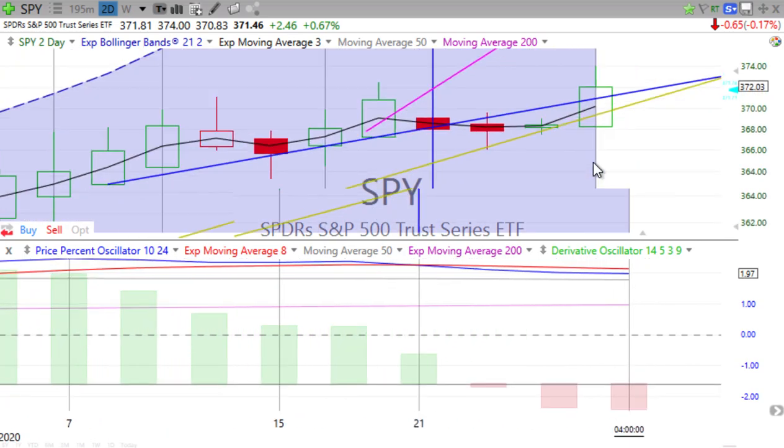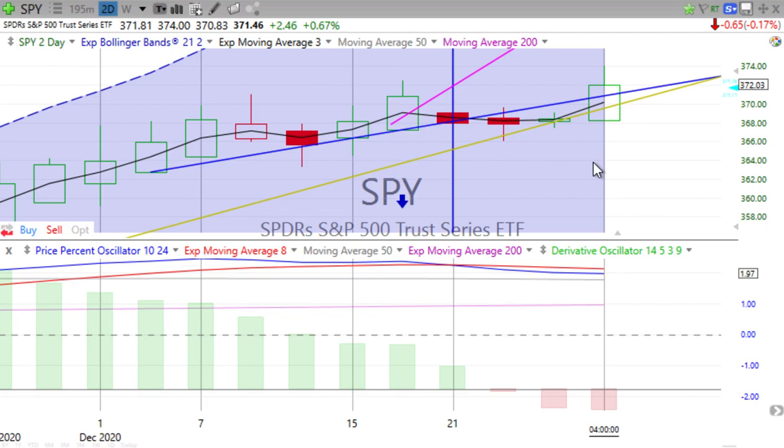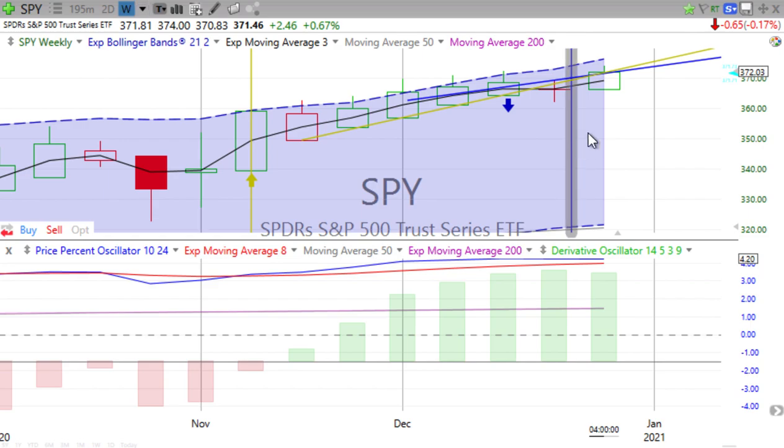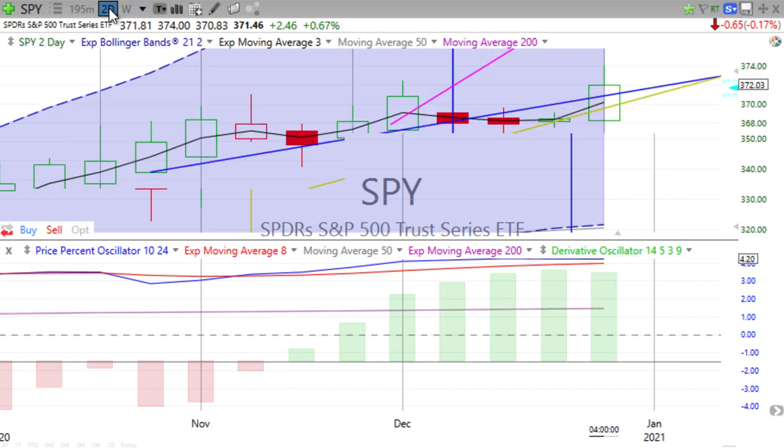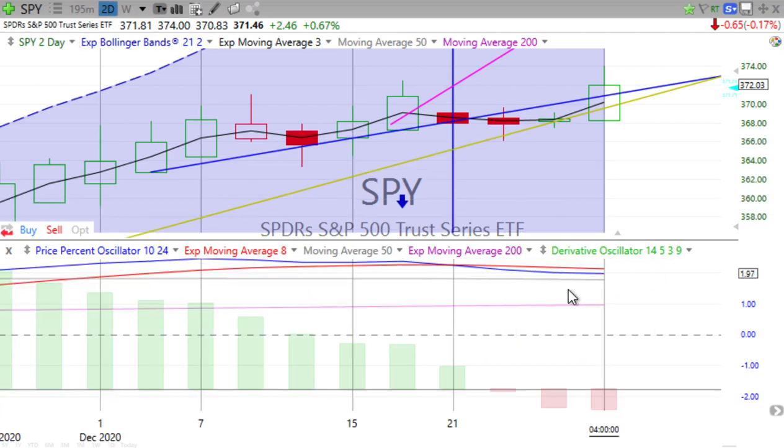What do we see going on? Well, we see the S&P down a little bit for the day, 0.17%. And as we look at the S&P on the weekly chart, we'll start there first. We see as the weekly chart is progressing, we have an up candle reaching a higher high so far for the week. The price percent oscillator's flat, derivative oscillator's actually losing a little momentum. Go to the 2-day chart. Of course, it is still negative.